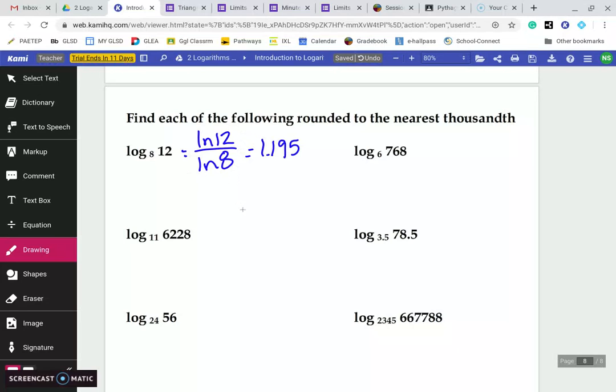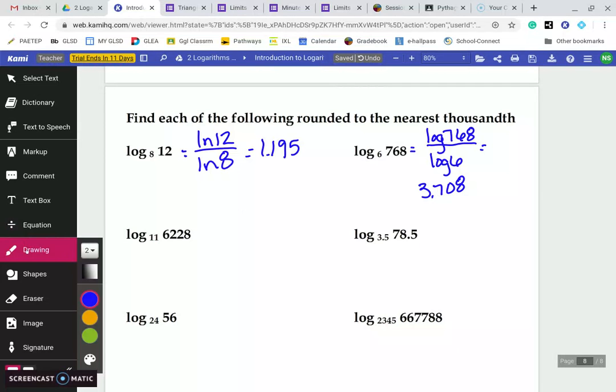Now, again, you don't have to use natural log. You could use log base 10. If you wanted to do that, this one would be log of 768 divided by log of 6. And when you do that, you should get 3.708. So now if you want to pause the video, try the last 4. Remember, we're rounding everything to 3 decimal places. Go ahead and give it a shot. Then you can restart the video and see if you got them right.